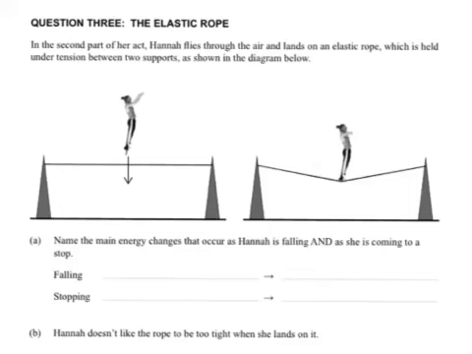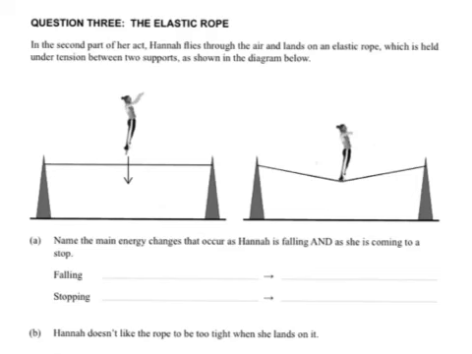Question 3 is the elastic rope. In the second part of her act, Hannah flies through the air and lands on an elastic rope, which is held under tension between two supports as shown in the diagram below. Your basic tightrope, essentially, or not a super tight rope. Stretchy rope, slackline, if you're into slacklining, look it up.